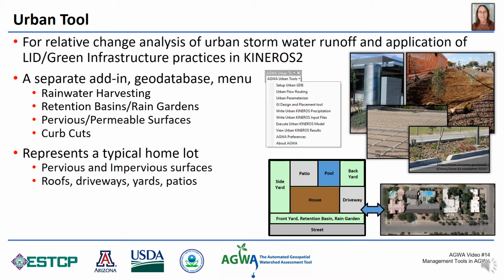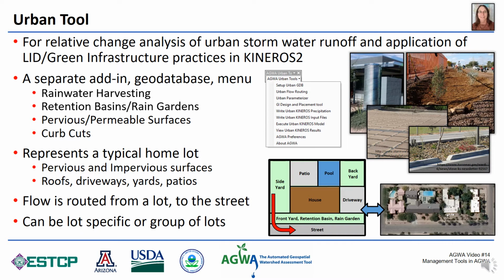The tool represents a typical home lot that includes pervious and impervious surfaces such as roofs, driveways, yards, or patios. The tool routes flow from a lot to the street and then to the watershed outlet. The analysis can apply to a single lot or can be applied to a group of lots.